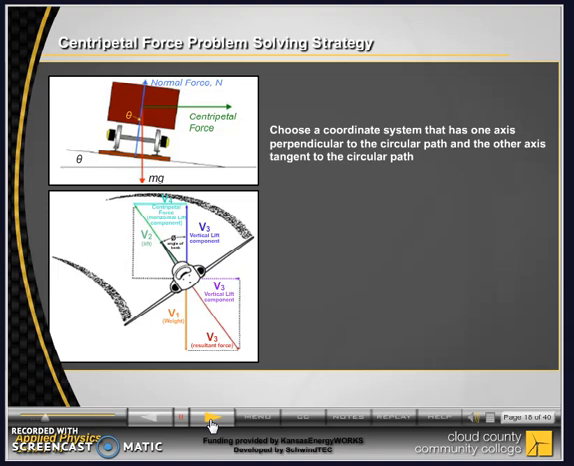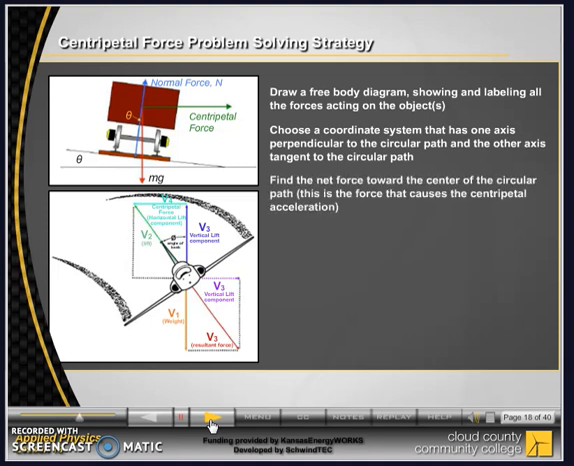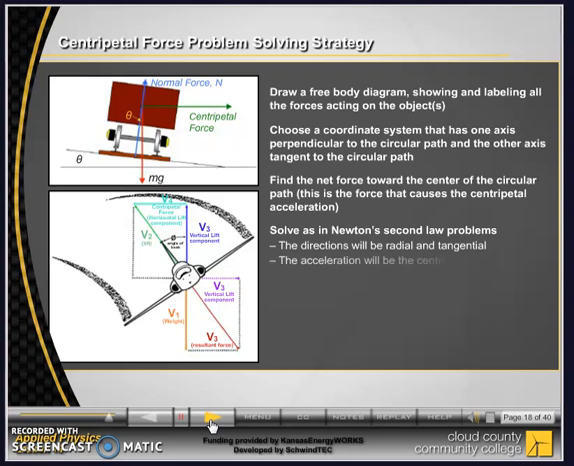To help solve this problem, draw a free body diagram showing and labeling all the forces acting on the object. Choose a coordinate system that has one axis perpendicular to the circular path and the other axis tangent to the circular path. Find the net force toward the center of the circular path. This is the force that causes the centripetal acceleration. Solve as in Newton's second law problems. The directions will be radial and tangential. The acceleration will be the centripetal acceleration.